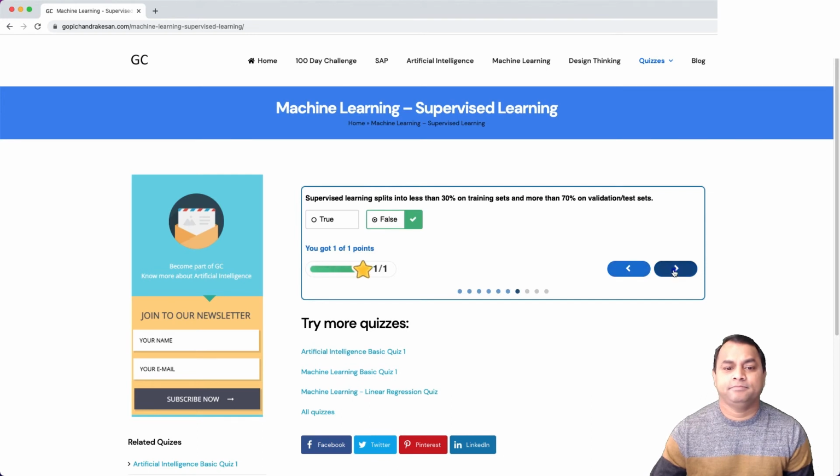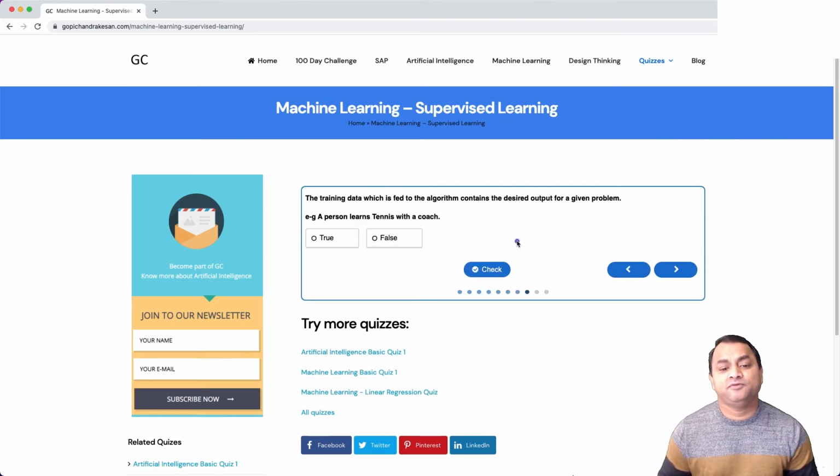Let's check. Yeah. And then the training data which is fed to the algorithm contains a desired output for a given problem. Example, a person learns tennis with a coach, because supervised learning algorithm always requires training data sets, then we validate through test data sets, as I said, right? So we always need to have the data. Without the data we cannot do it. So true.